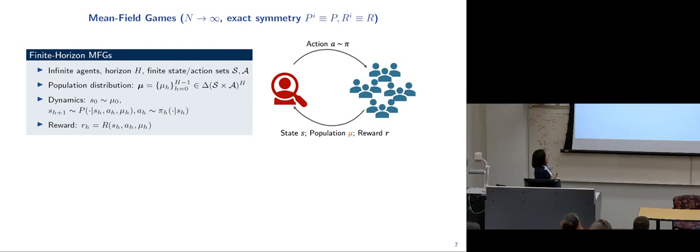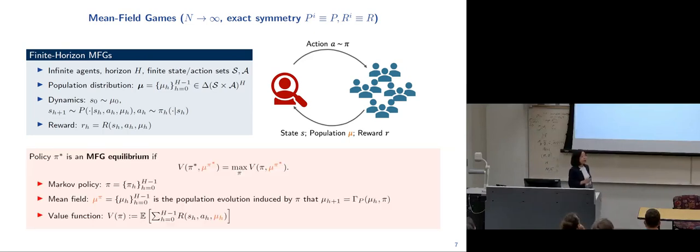Then the state transition dynamics look as follows. The next state is going to follow from this transition P, which is the same among all agents, and depends on the current population distribution mu h. Similarly for the reward. And similarly, we can define the policy to be the equilibrium for these mean field games if this policy is optimal, or is the best response, with respect to the mean field.